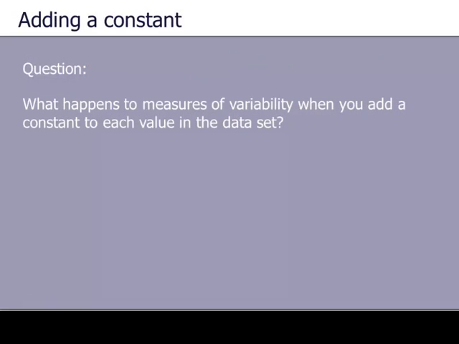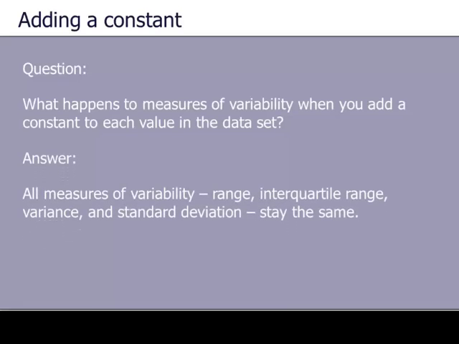If you take the Advanced Placement Statistics exam, you will be expected to know what happens to measures of variability when you add a constant to each value in the data set. Think about it. What would happen if you added a constant, like the number 5, to each value in a data set? How would measures of variability change? Well, if you add a constant to every value, the distance between values does not change. As a result, all measures of variability, the range, interquartile range, variance, and standard deviation, stay the same.